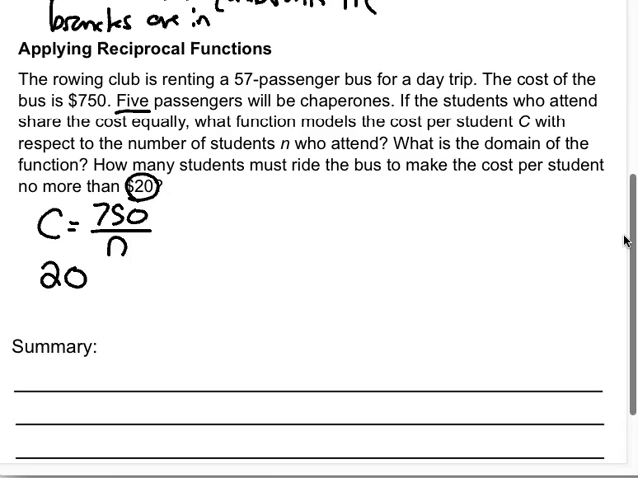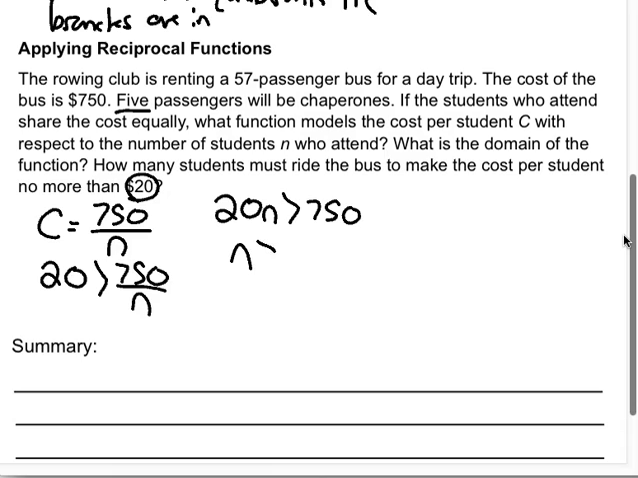Well, we want the cost to be less than 20. So just like we did in the previous notes, to get n, I'm going to multiply the n over first. 750 divided by 20. So really we need a whole person though. So we're going to need at least 38 kids. Now, how many students can attend? So that's where that 57 is important.